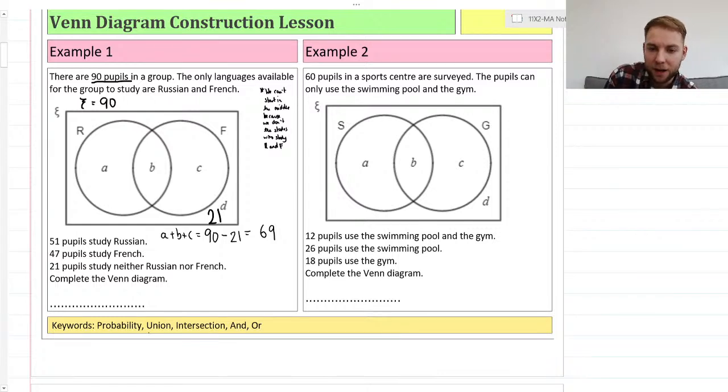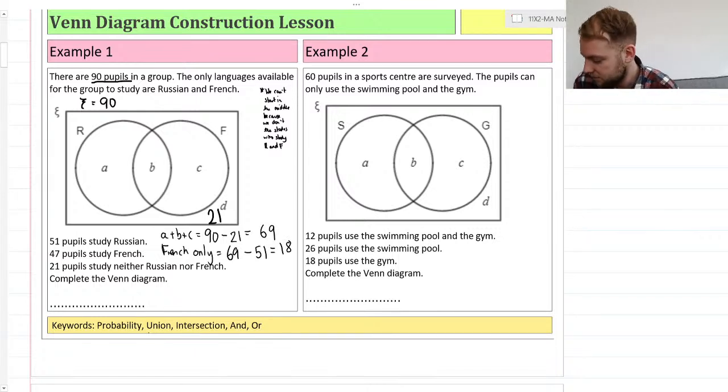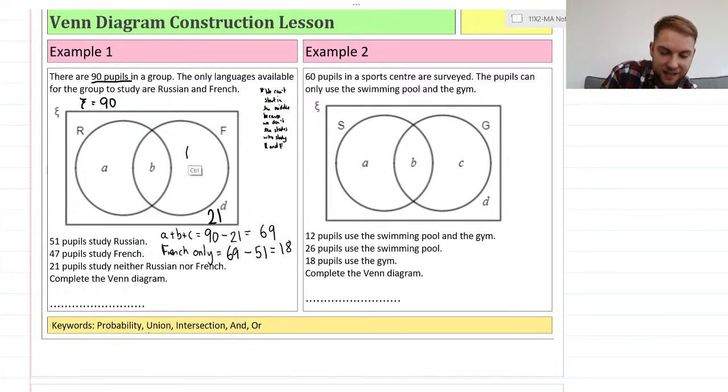Now if I want to find out the amount of people who study French only, then I've got to do 69 take away the Russians. So to find French only, I've got to do what's in A, B and C, which is 69, subtract the Russians, which is 51. So 69 take away 51 is equal to 18. Just going to check that. Yeah, that's right, 18. So now, because I know French only, I can say that French only is equal to 18, which is in here. Now that is the tricky part, okay? If you understand that, then this becomes easy.